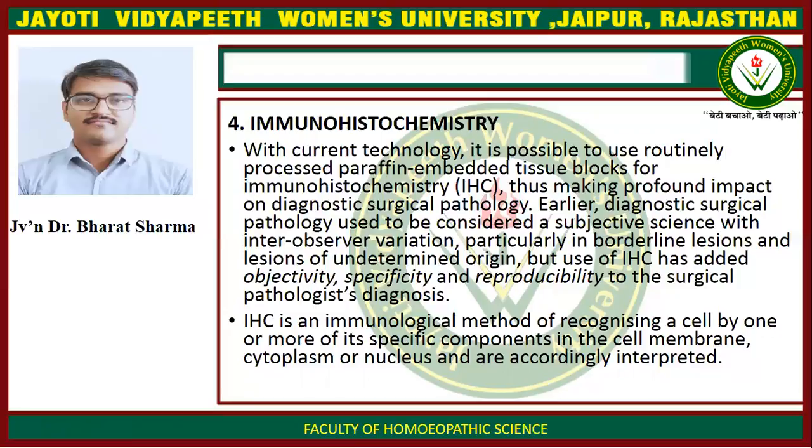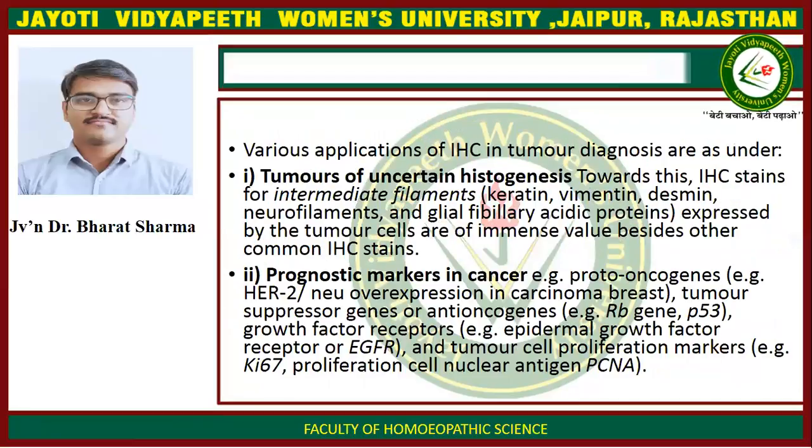Immunohistochemistry is an immunological method of recognizing a cell by one or more of its specific components in the cell membrane, cytoplasm, or nucleus, and is accordingly interpreted. Various applications of IHC in tumor diagnosis are as under. Tumors of uncertain histogenesis: toward this, IHC for intermediate filaments, keratin, vimentin, desmin, neurofilament, and glial fibrillary acidic protein expressed by the tumor cells are of immense value besides other common IHC stains.